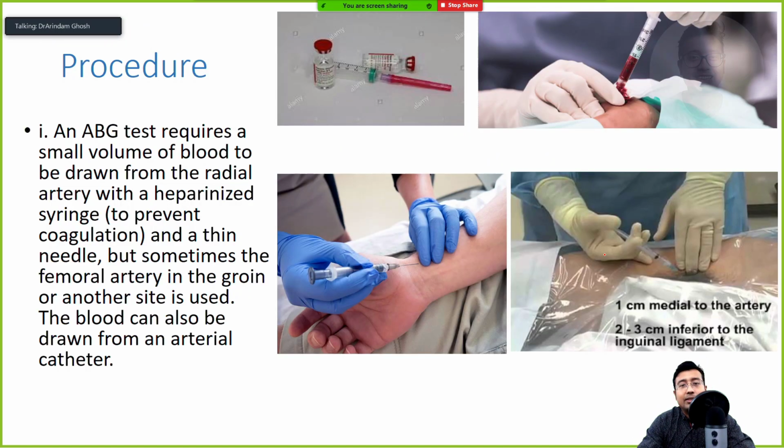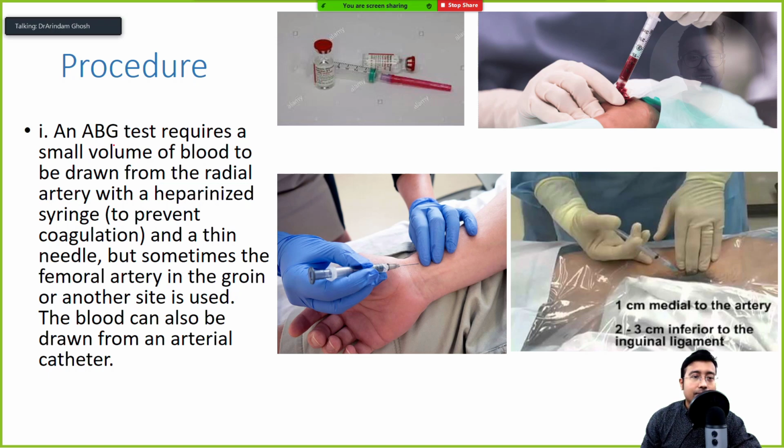So the procedure, how do we do ABG? To be honest, the online discussion, just showing you a few pictures, doesn't do justice to the procedure. Unless you are taken to a ward or ICU setting, unless you are shown how exactly this arterial blood is drawn, it tends to fade out of your memory, right? But still I'll try to make it as virtually visualizable as possible.